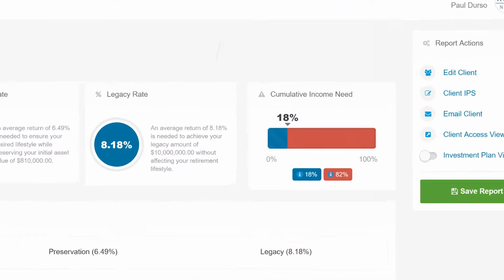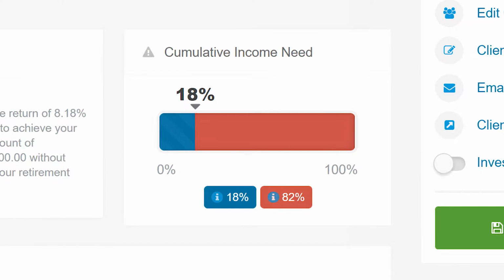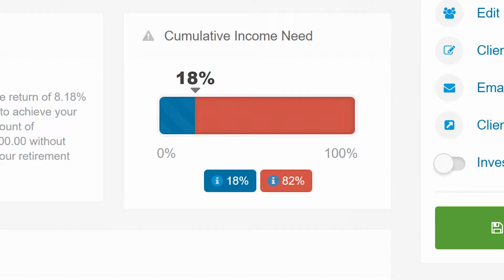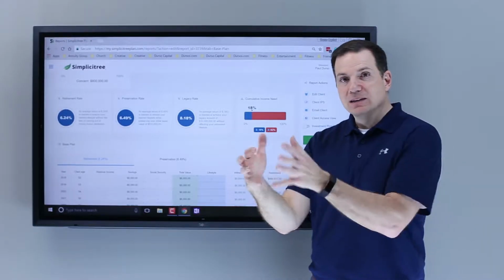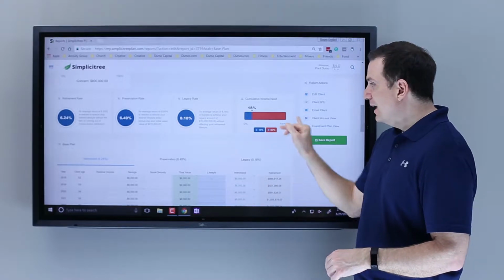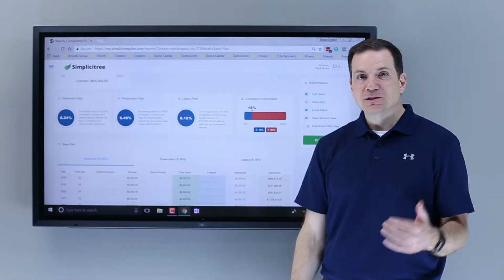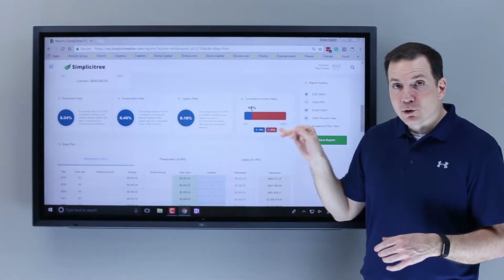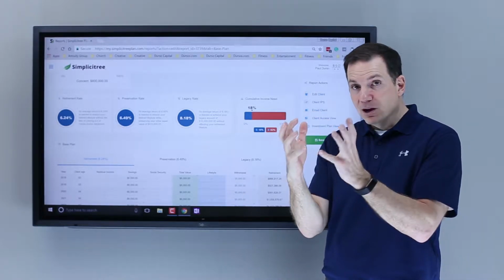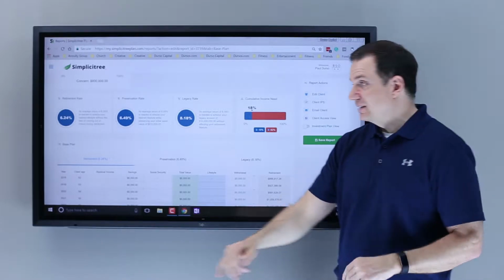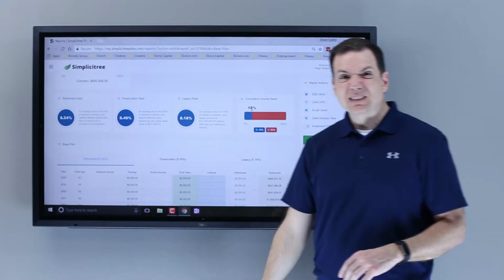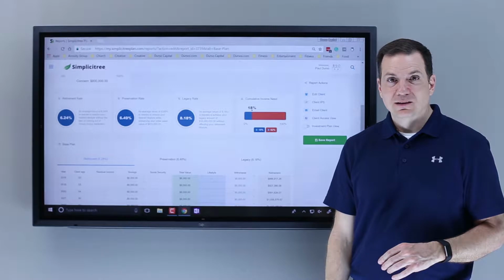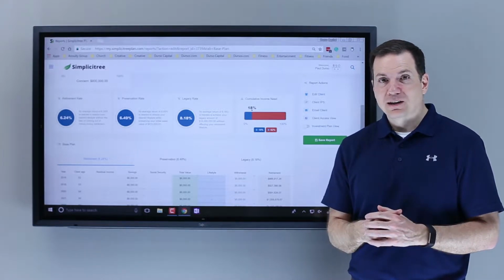of income. His cumulative income need is 18%. He has 18% accounted for his future income by his Social Security. The other 82% has to be generated by his asset base. He's going to need to grow his above and below ground assets, his total investable assets, by 6.25% to ensure that he does not run out of money.